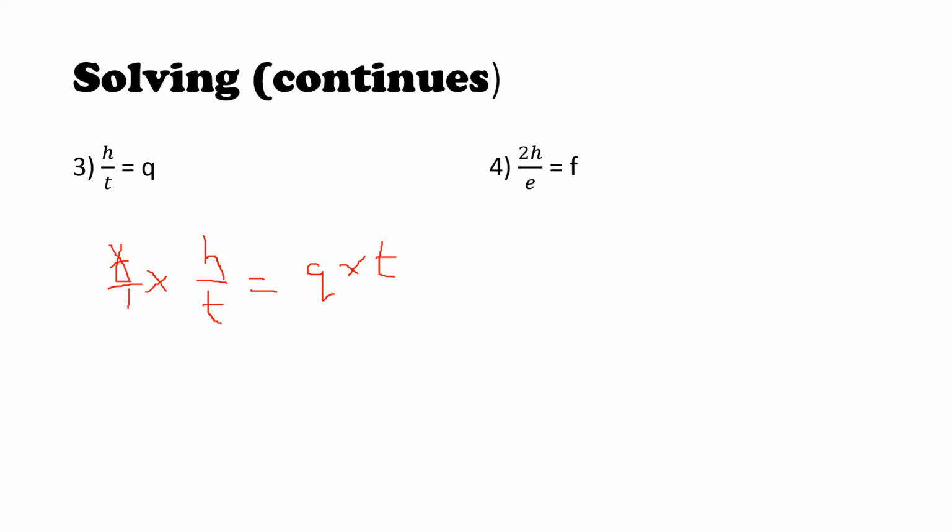So this t cancels this t, and that would leave us with the h alone. Or if you want to put the h over 1, same thing, it doesn't matter, the 1 is not a must. And h is equal, in this case, to qt.